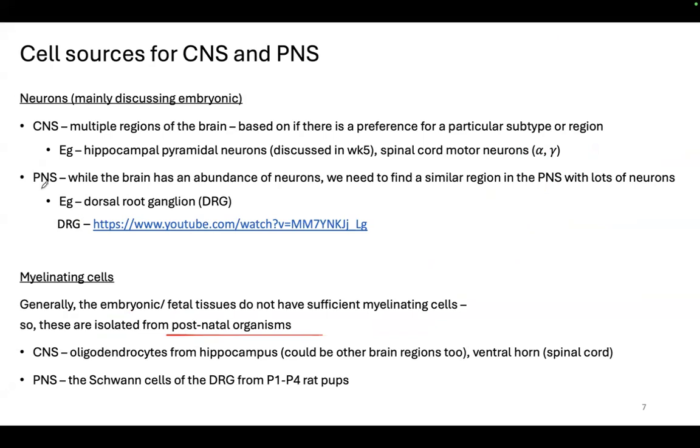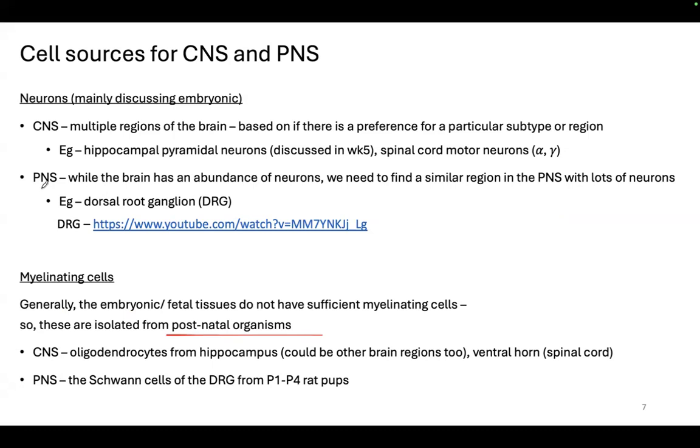And then from the peripheral nervous system: the CNS generally always has a lot of neurons. They're abundant in neurons. Obviously there are glial cells, but whichever part you take, you will have neurons there. But in the peripheral nervous system, there are neurons, but there are not many places where neurons are abundant. You don't want to dissect the whole organism and just be able to get a small number of cells.